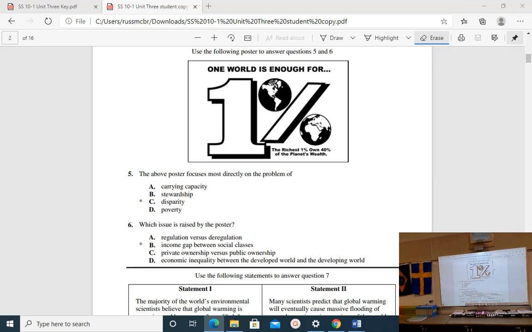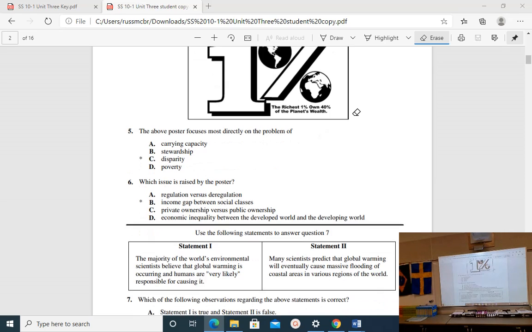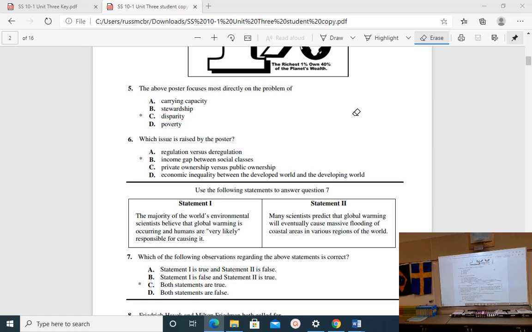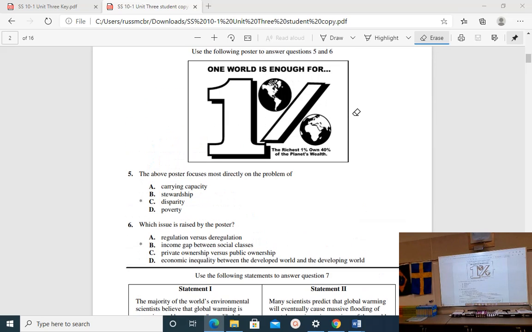Number 6, which issue is raised by the poster? So again, I might look at all 4 issues, regulation versus deregulation. And I might pause and say, well, what does that look like? Regulation versus deregulation. And then if I can't hold 4 things in my mind at once, I might go back and just look at the source just for that one thing.